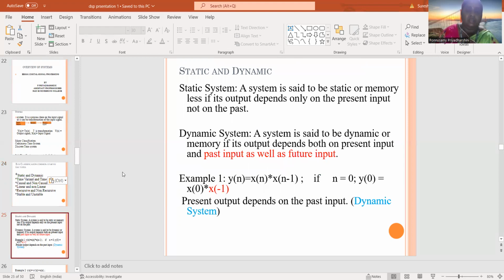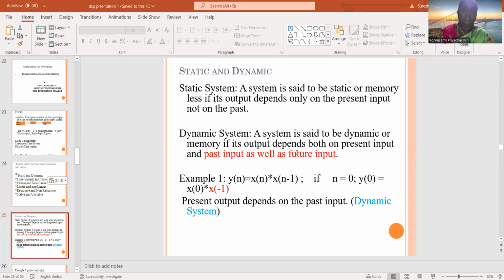What is a static system? A system is said to be static or memoryless if its output depends only on the present input, not on the past. So a static system is generally a memoryless system. If it is memoryless, it does not depend on the past or the future, it depends only on the present.